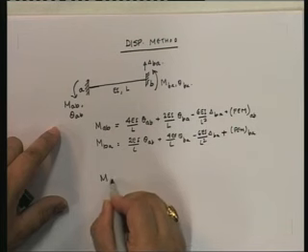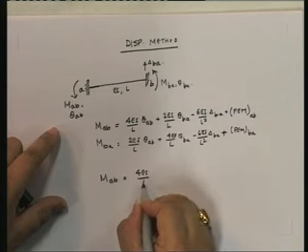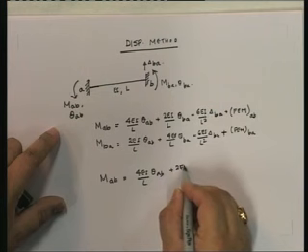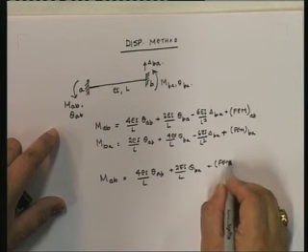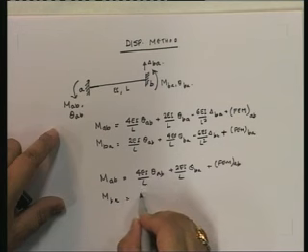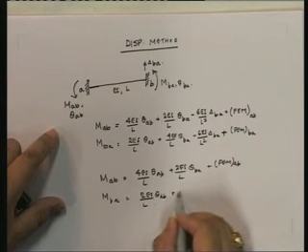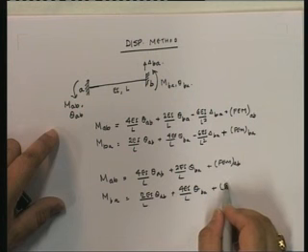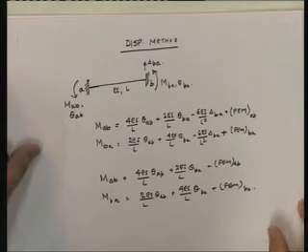Then in the last two lectures I introduced you to the concept of MAB is equal to 4 EI upon L theta AB plus 2 EI upon L theta BA plus fixed end moment at AB. MBA is equal to 2 EI by L theta AB plus 4 EI by L theta BA plus fixed end moment at BA.